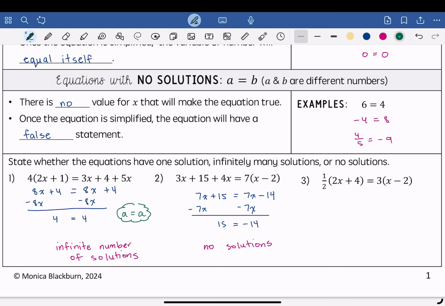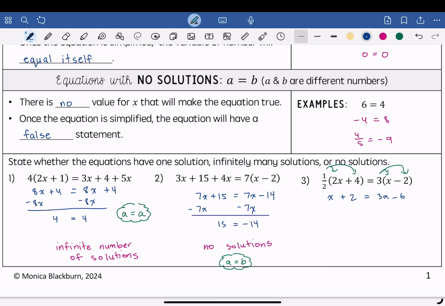So this is an example where we have a is equal to b, where a and b are two different numbers. Now let's look at example 3. I'm going to solve the equation and then see how many solutions there are. So I'm going to apply the distributive property on both sides. So half times 2x is 1x plus 2 is equal to 3x minus 3 times -2 is -6.